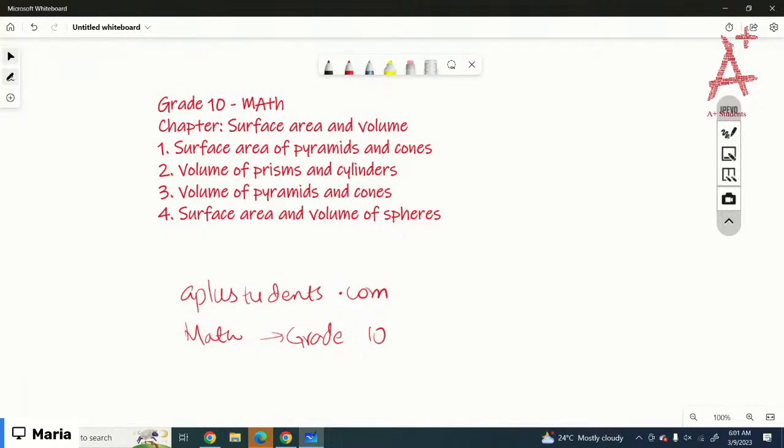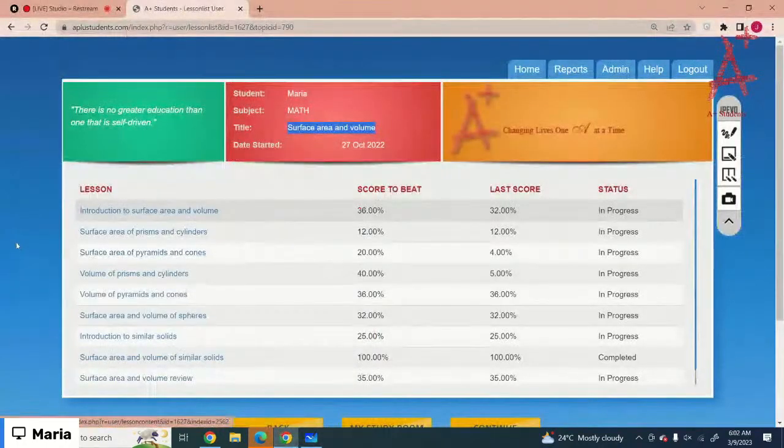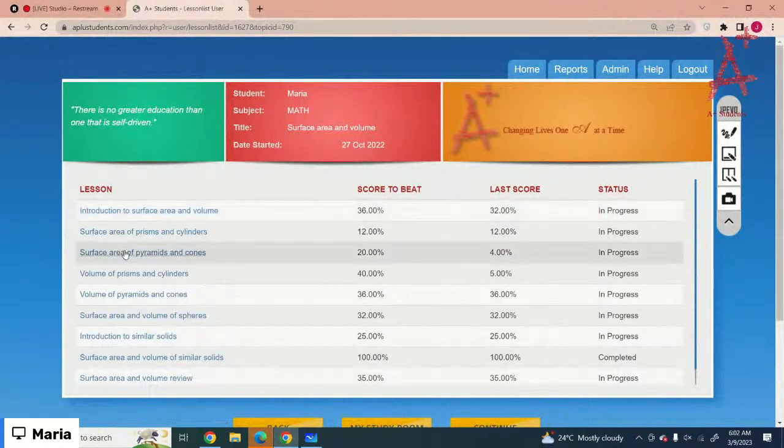We're going to start with the chapter surface area and volume. And the lessons we're going to start with are surface area of pyramids and cones, volumes of prisms and cylinders, volume of pyramids and cones, and surface area and volume of spheres. Let's just start with the first lesson, that is surface area of pyramids and cones.